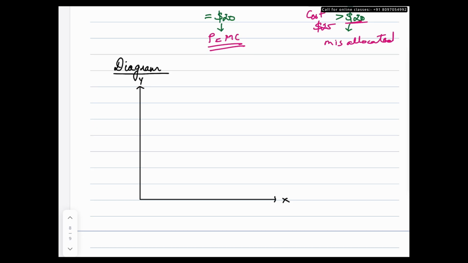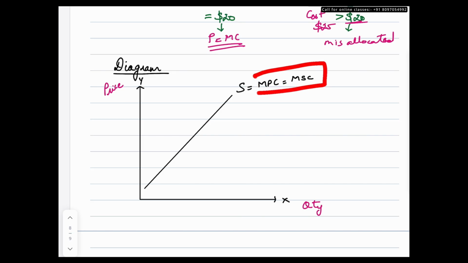Now, let us say we have the y-axis, and on the y-axis we have price, and on the x-axis we have quantity. Okay, let's draw the demand and supply curves. So this is the supply curve. Supply is equal to MPC is equal to MSC. In the previous video, I have defined all of these terms, so I may not get into the technicalities of these terms, just the full forms.